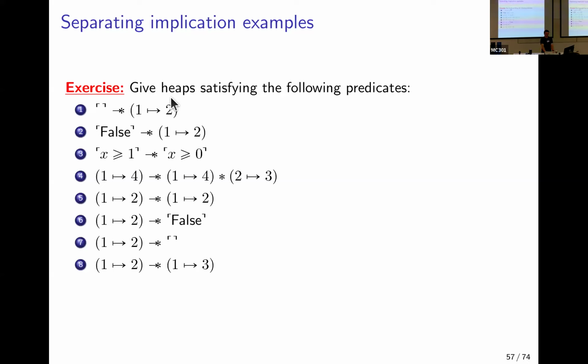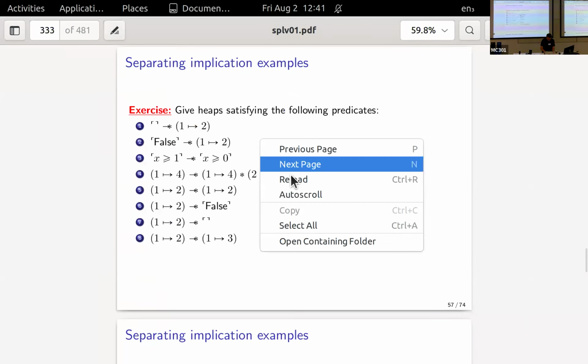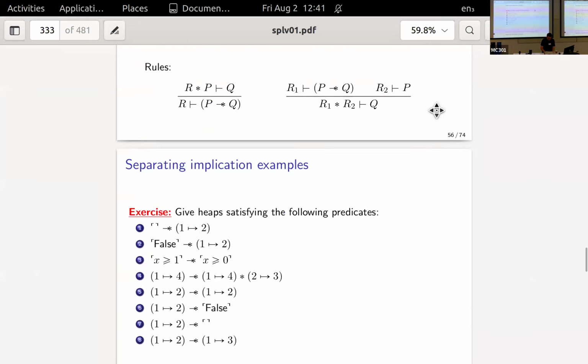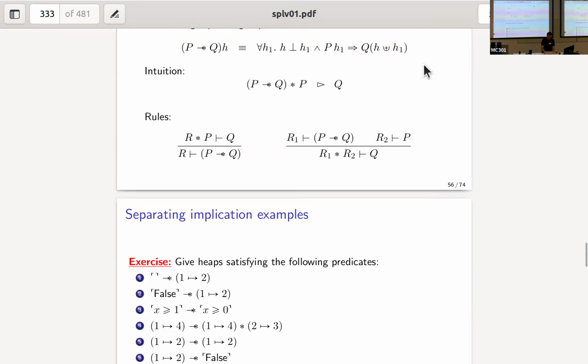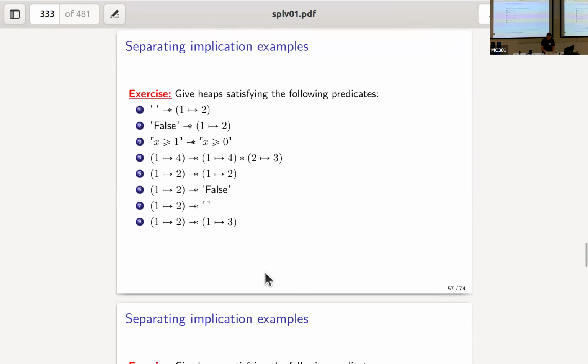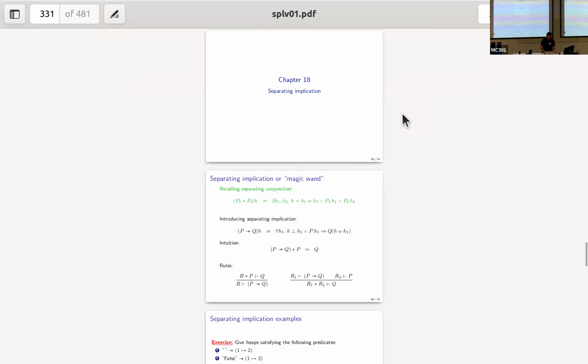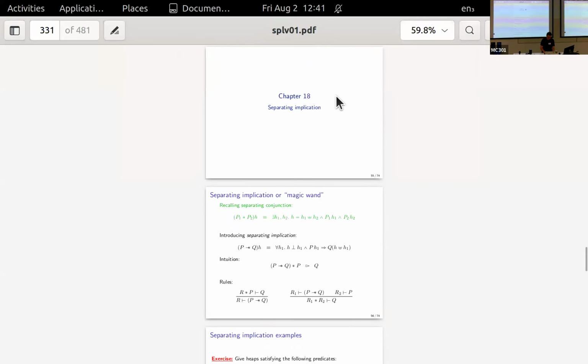So what are some heaps that satisfy the following predicate? So the first one, so there is a pure fact implies 1 points to 2. So I guess I will do something like this. Yes. So you have the definition on top. Yeah. Okay. 1 point to 2. Yes, that's a good heap. No, so I need to do this. All right. That doesn't work. Yep. This.